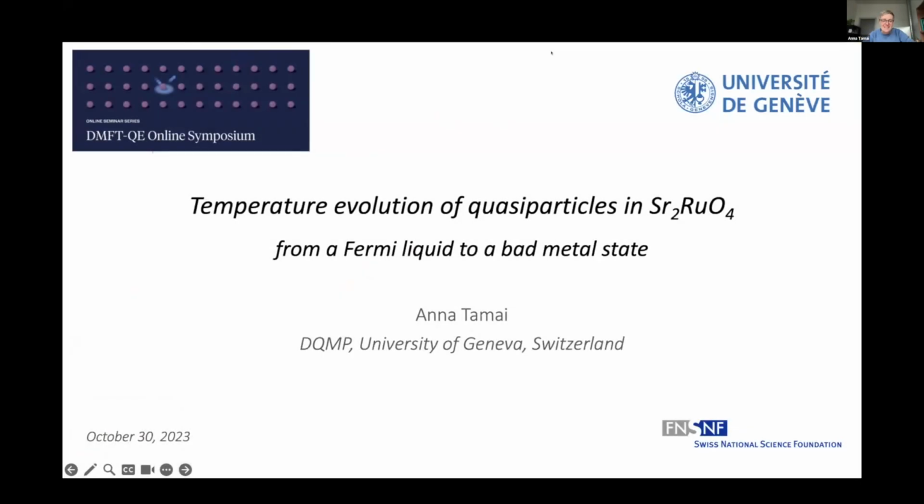It's a rainy and gray day today in Geneva, but still it's a great opportunity to present some new ARPES result on strontium-2 ruthenium 04. What we look at is the temperature evolution of quasi-particles and how you go from a well-characterized Fermi liquid state at low temperature to a bad metal state at high temperature.